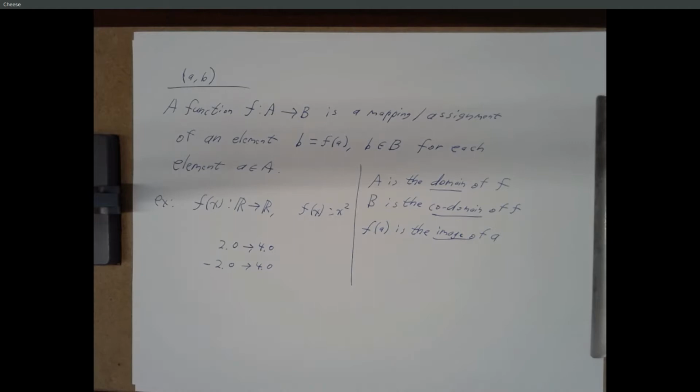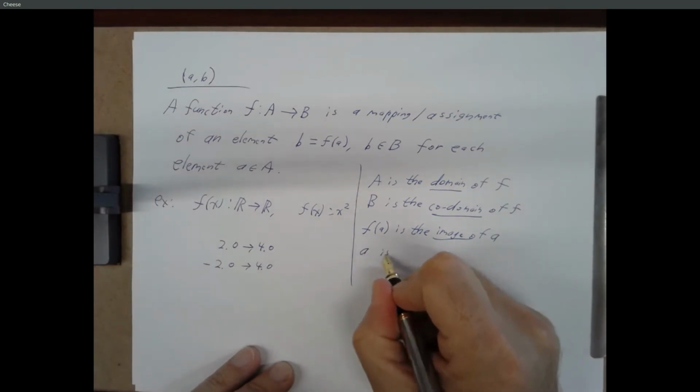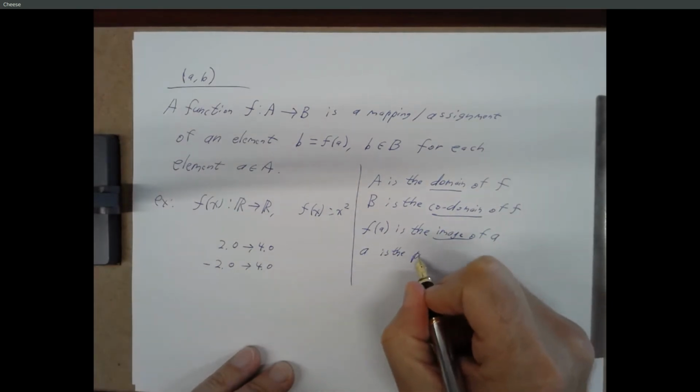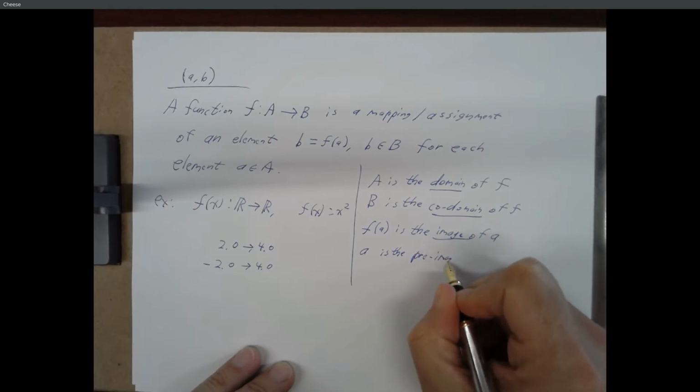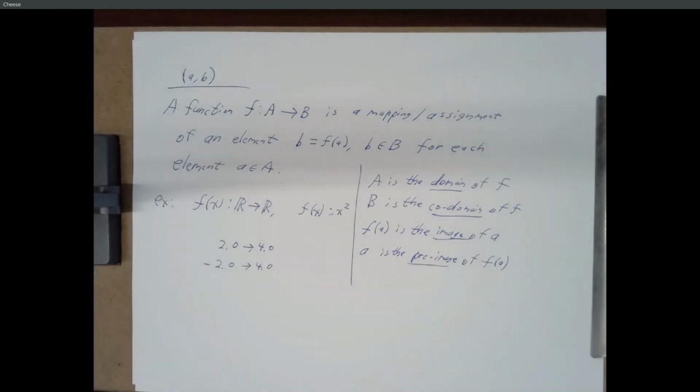So f of a is the image. So think of a light shining on something and it creates a shadow, right? So a is the original thing and the shadow is the thing that it's being associated to. So f of a is the image of a, and a we can call the pre-image of f of a. So the thing whose image is f of a.